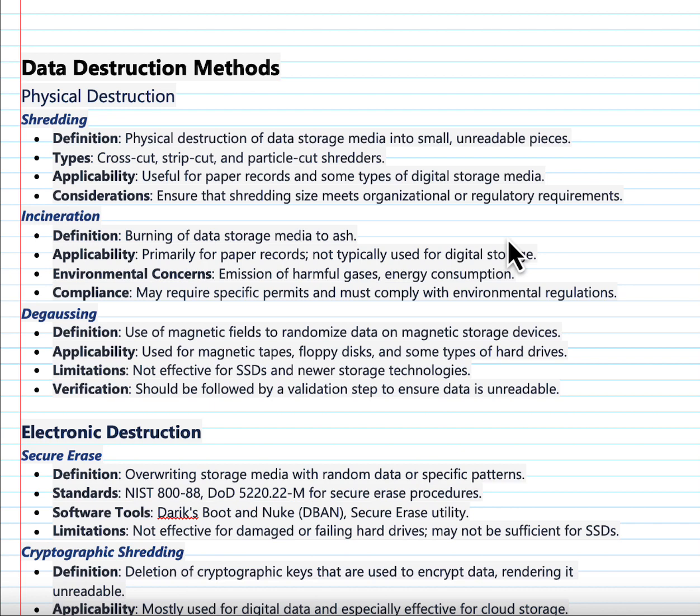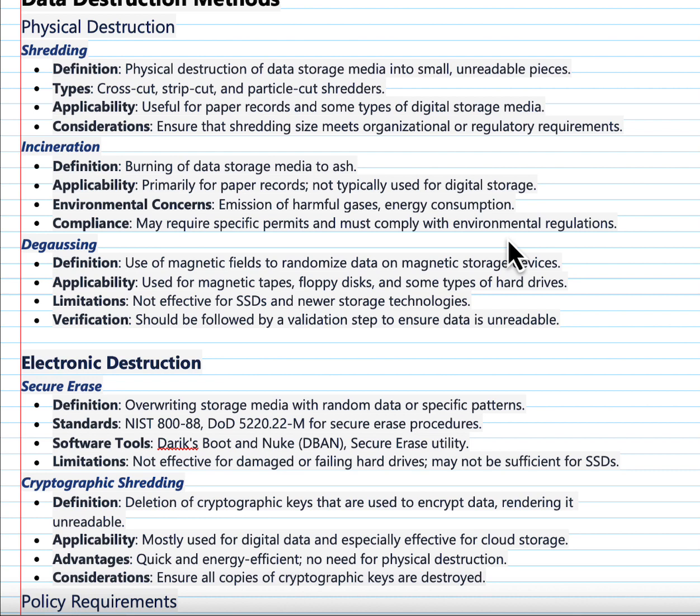Again, there are some environmental concerns. Emissions can be harmful gases, especially if you're dealing with some sort of digital type of capability, and it takes a lot of energy to do so. Now, there may be specific permits that you have to obtain to do incineration. It just depends on your jurisdiction and your location.